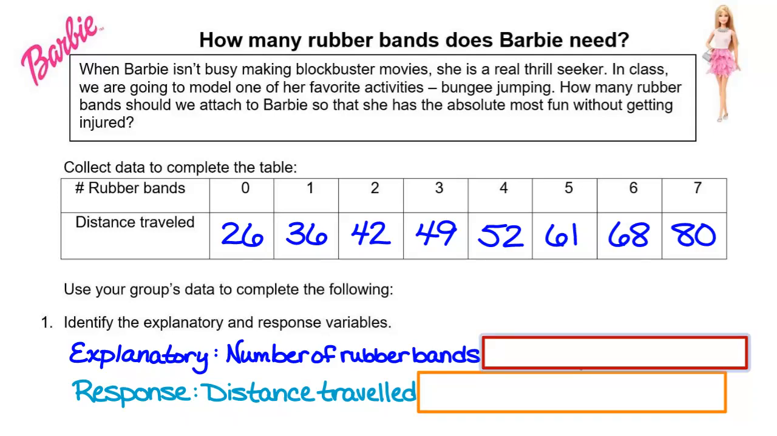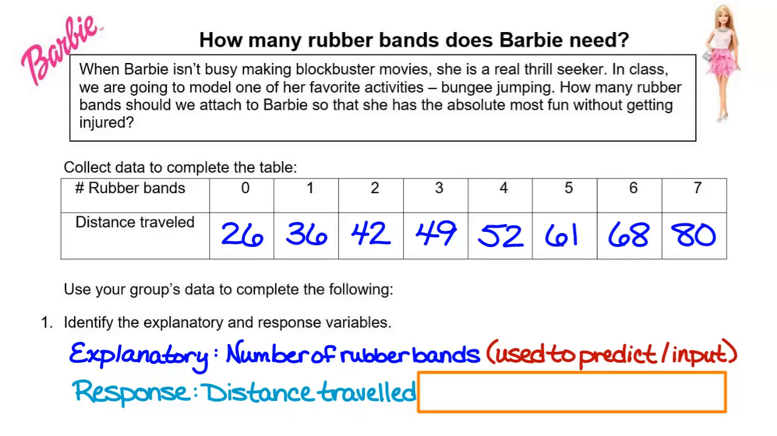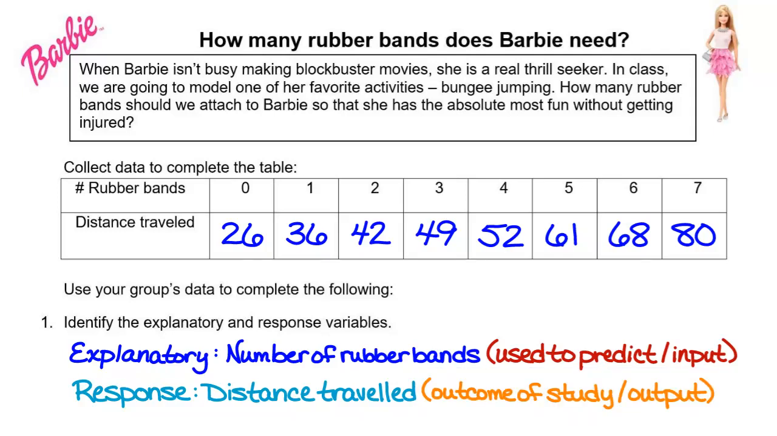The explanatory variable gets used to predict. This is our input. And the response variable will be the outcome or the output. Explanatory variable, number of rubber bands, distance traveled is the response variable.